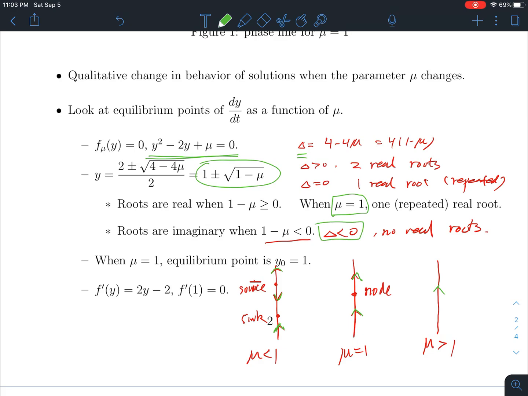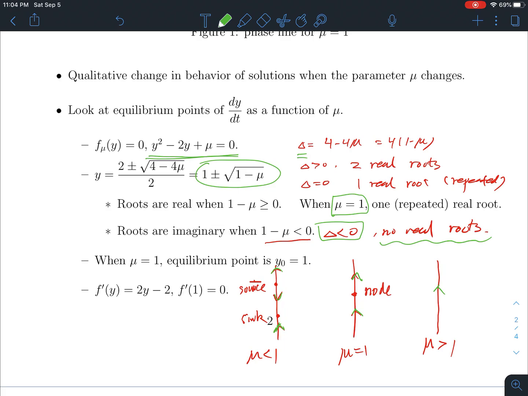When the discriminant is negative, which is 1 minus mu less than 0, we will have complex roots. They are imaginary numbers, but there are no real roots. So in other words, when we're solving this differential equation, we expect y to be in the real space, and there is no equilibrium solution when 1 minus mu is less than 0.